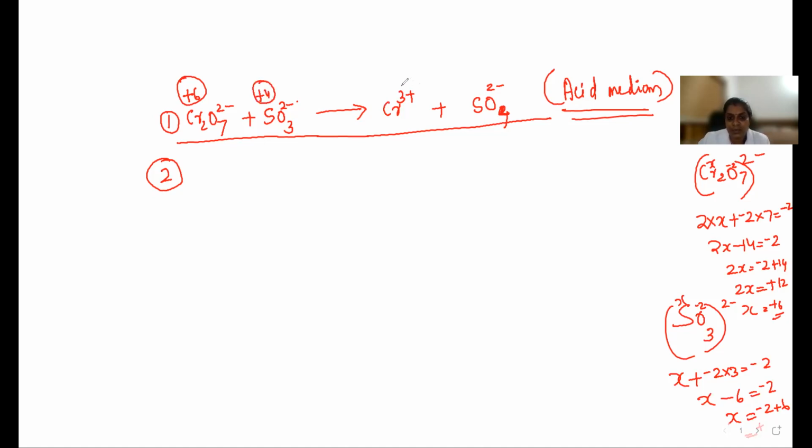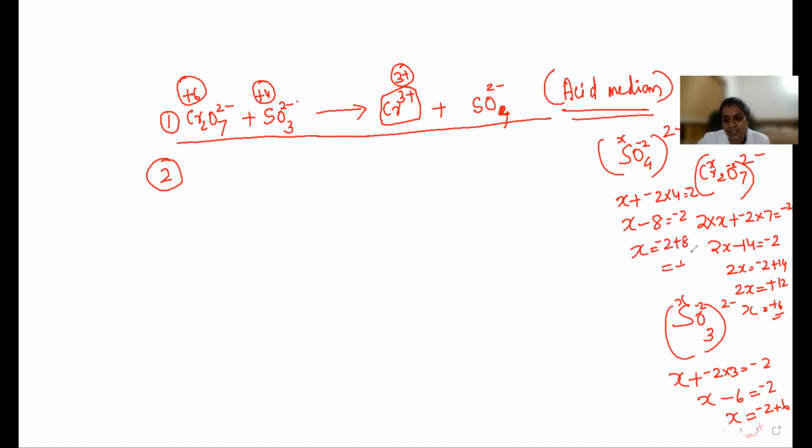Now we are seeing Cr3 plus. It is already a monoatomic ion, so its oxidation number is 3 plus only. And the sulfate SO4 2 minus ion, we are finding that also. SO4 2 minus, sulfur is X, oxygen is minus 2. So X plus minus 2 into 4 is equal to minus 2. So X minus 8 is equal to minus 2. X is equal to minus 2 plus 8, that is equal to plus 6. So in this way, we are assigning the oxidation number. This is plus 6. So for oxygen everywhere, we found that it is minus 2.